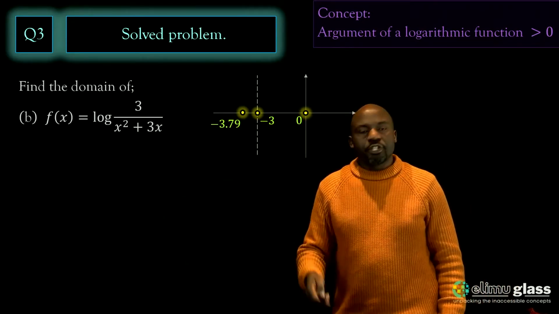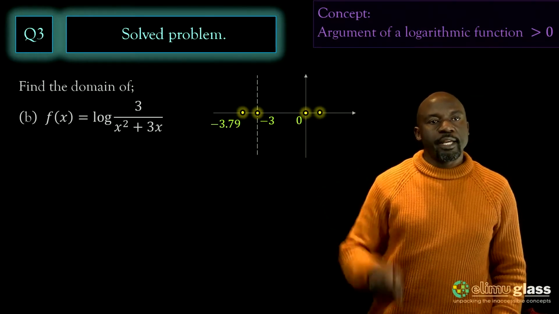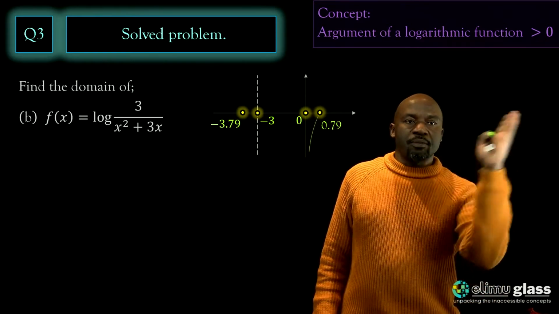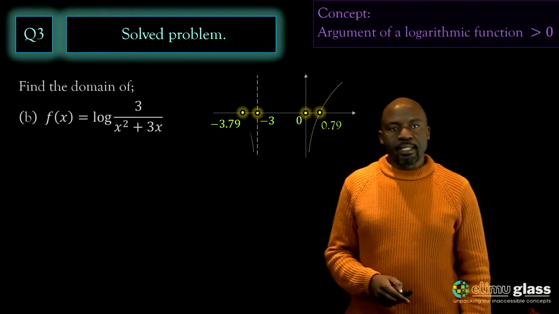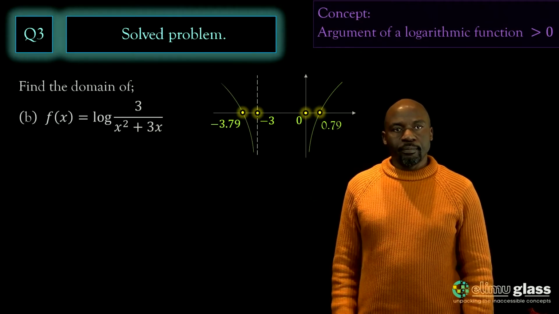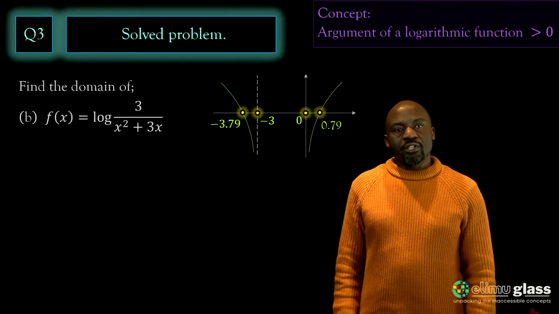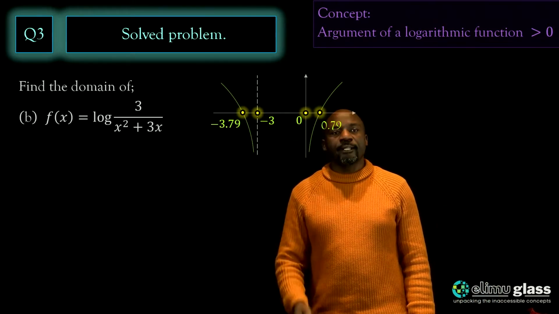If we sketch the function, let's just put the other value. I think 0.79 was the other one there. Okay, and so how do the graphs look? The graph must be greater than 0 and less than negative 3 on the other side. And that's what we get for this function. We can see that the range is any value in the real number set. Okay.